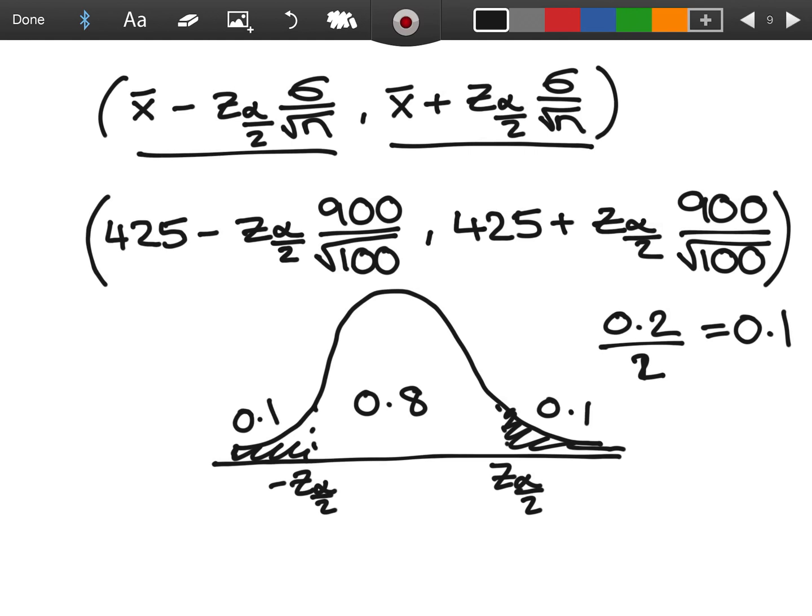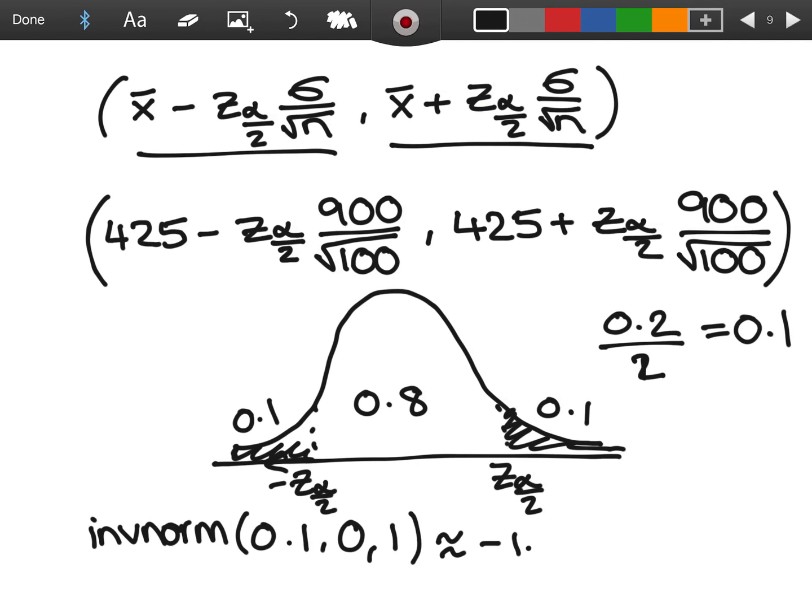So to figure out z of alpha over 2, I'll do this for negative z of alpha over 2 because it's easier to see. I'm going to do inverse norm of the area to the left of negative z of alpha over 2, which is 0.1. My mean is 0 because I'm looking at z values. I'm in standard normal distribution, and my standard deviation is 1. So if you go into your calculator and do that, you should get roughly negative 1.28.